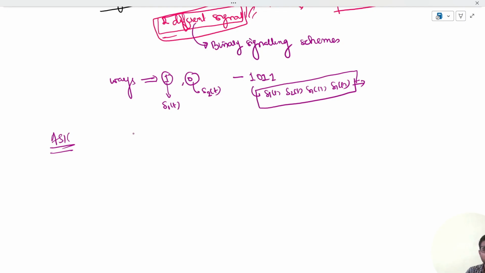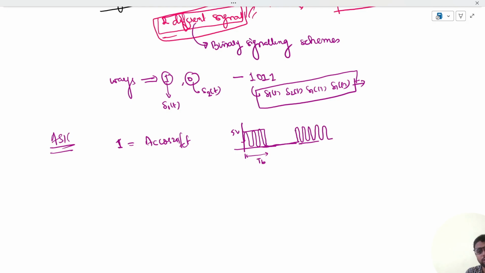In amplitude shift keying, one is represented by the presence of a carrier, A_c cos 2π f_c t. This is the bit 1. Suppose the bit 1 is represented like this, say 5 volts, for a duration T_B, represented by the presence of the carrier. Now for a 0 bit, there will be no carrier. Again, if there is a carrier, it means you are transmitting 1.